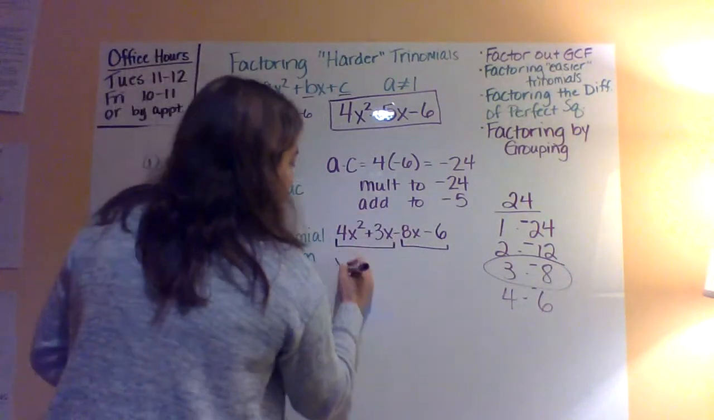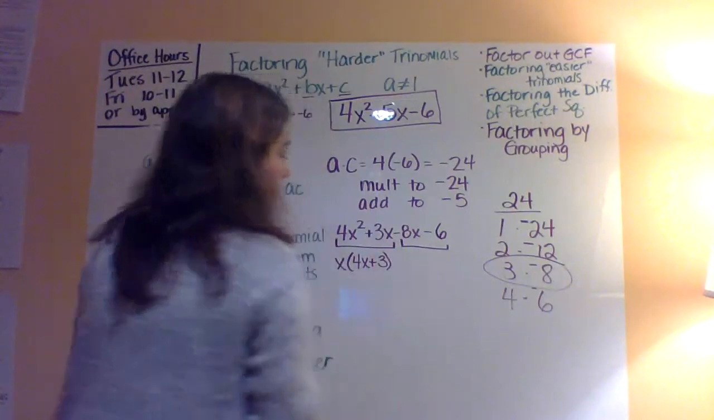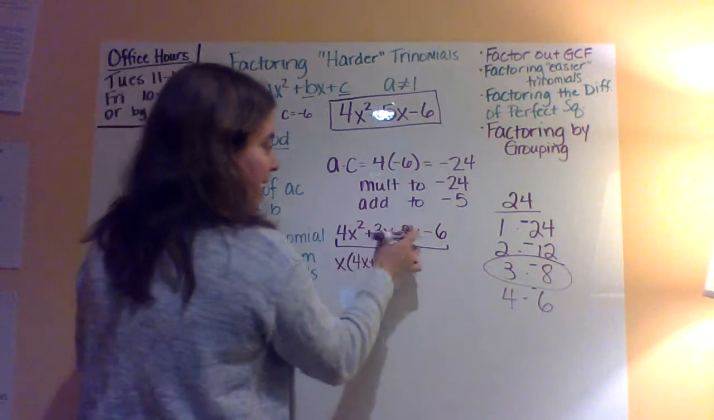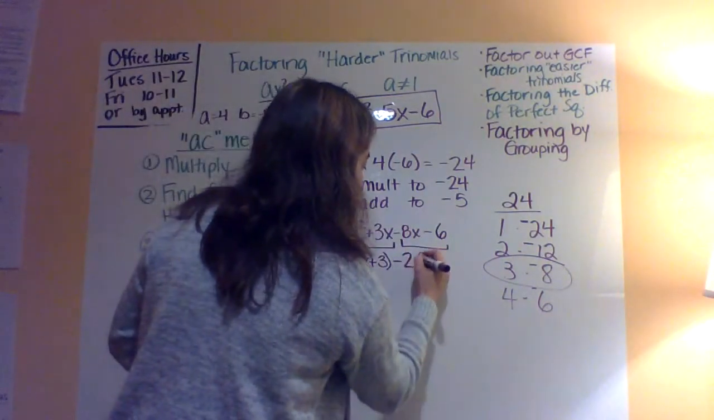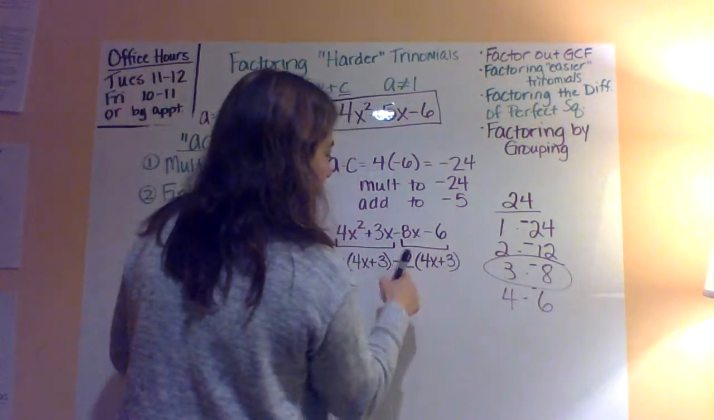What's in common here is just x. So I have 4x plus 3 left. Here I pull out a negative. It's going to be negative 2. And I have 4x plus 3. Negative divided by negative is a positive.